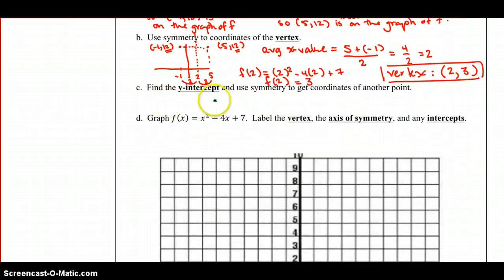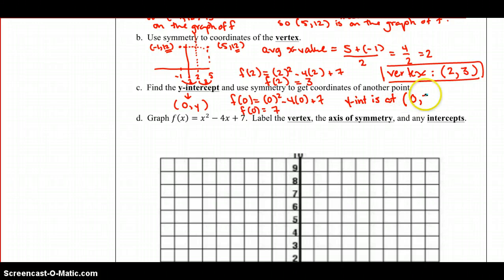All right, so now it says to find the y-intercept and use symmetry to get coordinates of yet another point. Again, by definition, our y-intercept is the y-coordinate when x is 0. So we want to know what the output is when the input is 0. So if we do f of 0, we're going to get quantity 0 squared minus 4 times 0 plus 7. So 0 squared is 0, 4 times 0 is 0. So here we're just going to get plus 7. So our y-intercept is at the point where input was 0 and output was 7. So now let's take a look at the graph to get the other point.